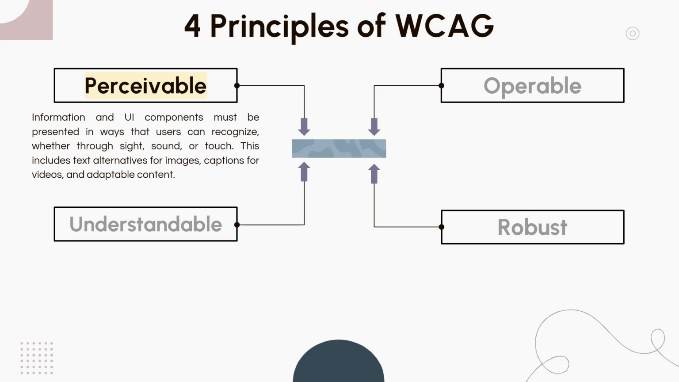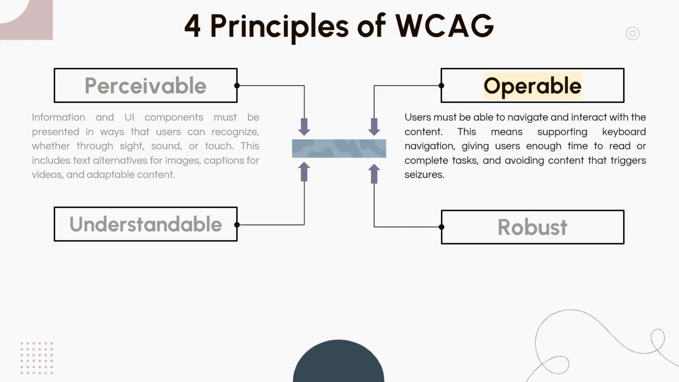Perceivable. Information and UI components must be presented in ways that users can recognize, whether through sight, sound, or touch. This includes text alternatives for images, captions for videos, and adaptable content. The next principle is operable. Users must be able to navigate and interact with the content. This means supporting keyboard navigation, giving users enough time to read or complete tasks, and avoiding content that triggers seizures.